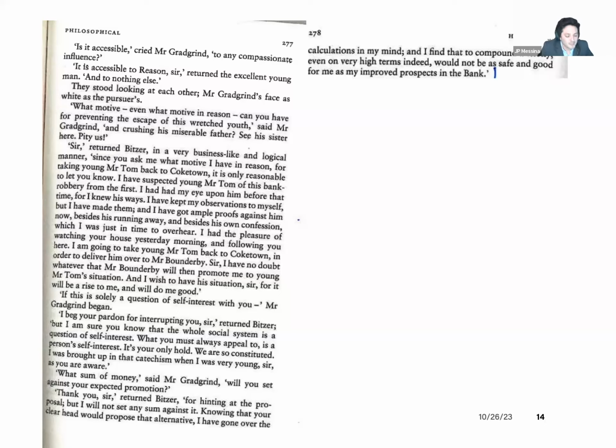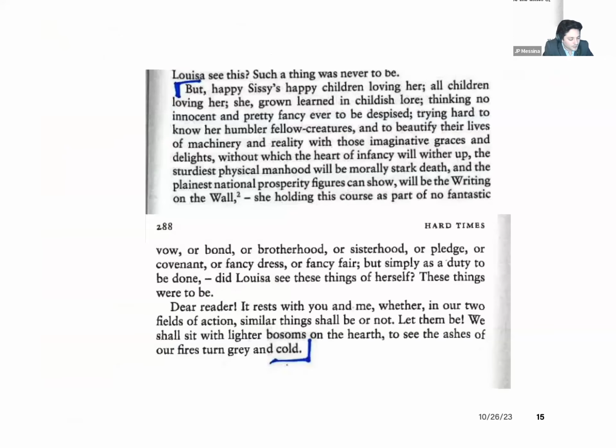Before turning finally to Smith's Theory of Moral Sentiments, it's worth noting briefly that the novel concludes with Dickens adopting the role of moralist. "Dear reader, it rests with you and me," Dickens writes, "whether we prize the plainest national prosperity figures at the expense of our common humanity, or if instead we choose to beautify our lives of machinery and reality with those imaginative graces and delight, without which the heart of infancy will wither up, the sturdiest physical manhood will be morally stark death."